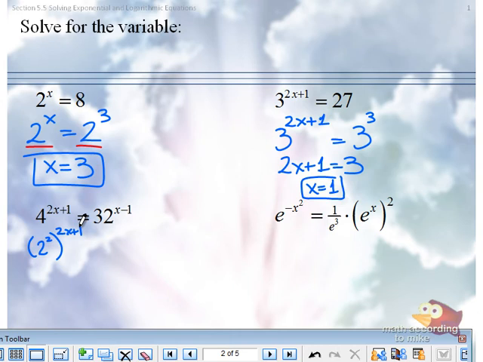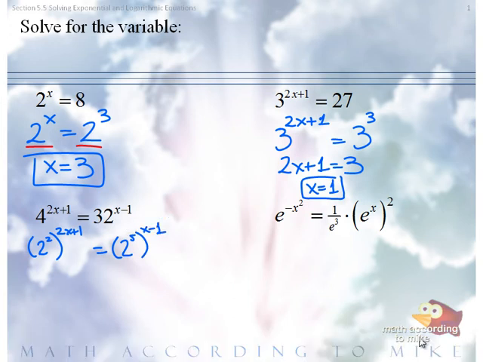And how about 32? 2 to what power? So 2 to the 5th to the x minus 1. So when you have a power to a power, what do you do with the powers? Multiply them. So we'll have 2 raised to 4x plus 2. Remember to distribute through that 2. Would equal what? Yep, 2 raised to the 5x minus 5. So when you have a power to a power, multiply your powers.